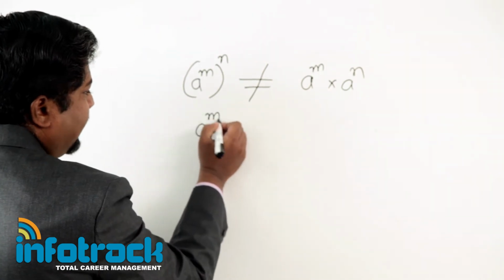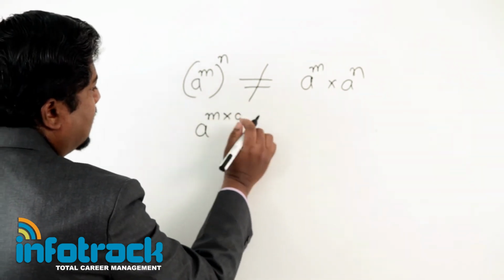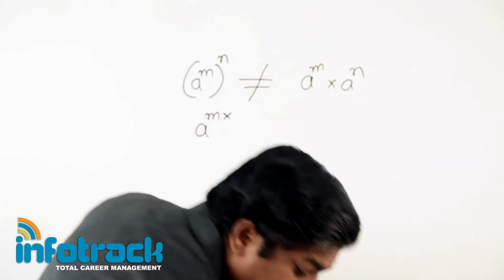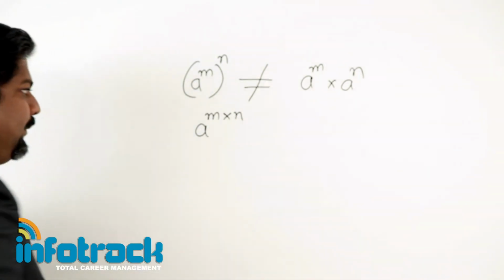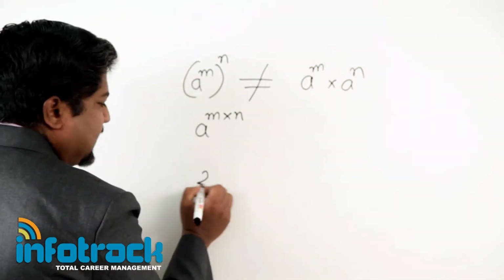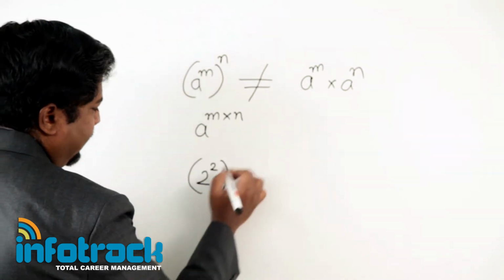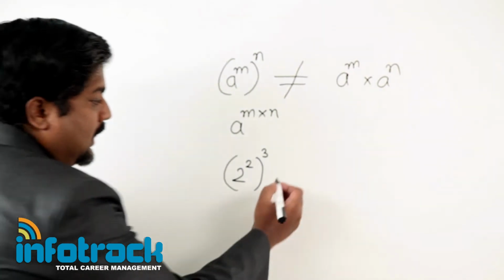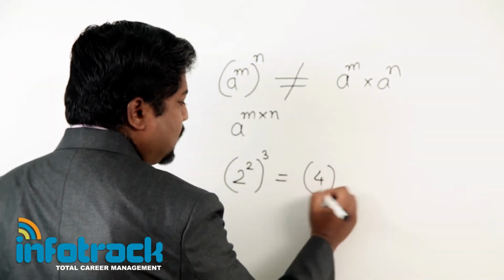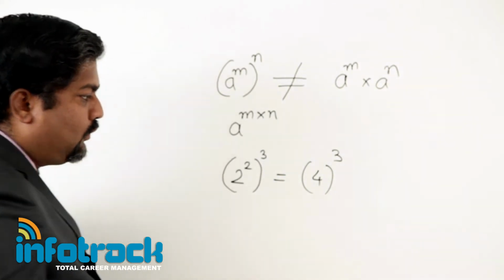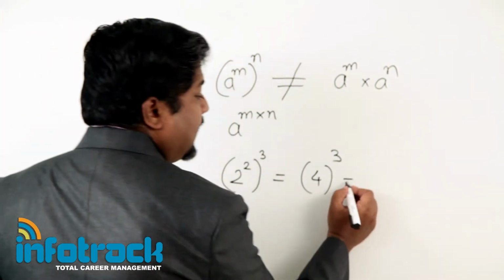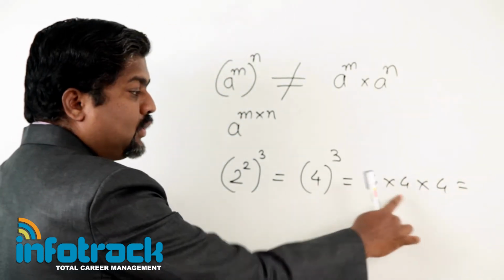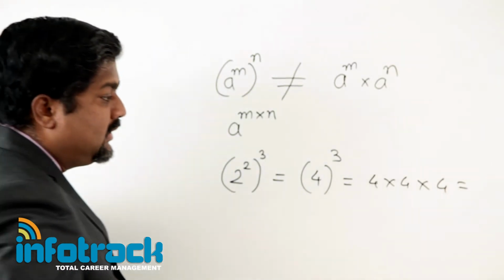In this case, a raised to m, here we are getting n. So we are getting the answer as a raised to m into n. Let us check by a simple example, 2 raised to 2 raised to 3. Here I can say this is equal to 4 raised to 3, since 2 raised to 2 is 4. 4 raised to 3 is 4 into 4 into 4. 4 4s are 16, 16 4s are 64.